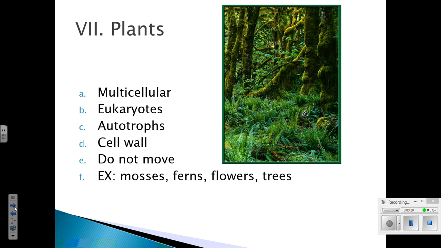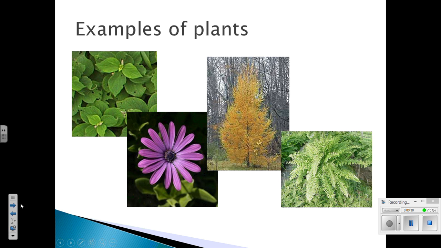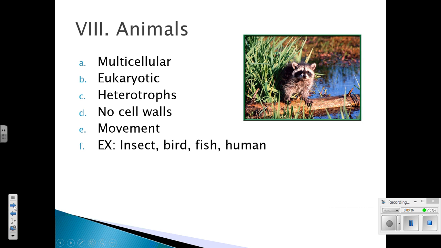Okay, so there's different groups: the mosses, ferns, flowers, and trees. We're going to spend the whole unit just figuring plants out. So for now, that's what you got to know. So everything from a flower to a huge tree to a little fern. Plant. Okay, animals are going to be multicellular.